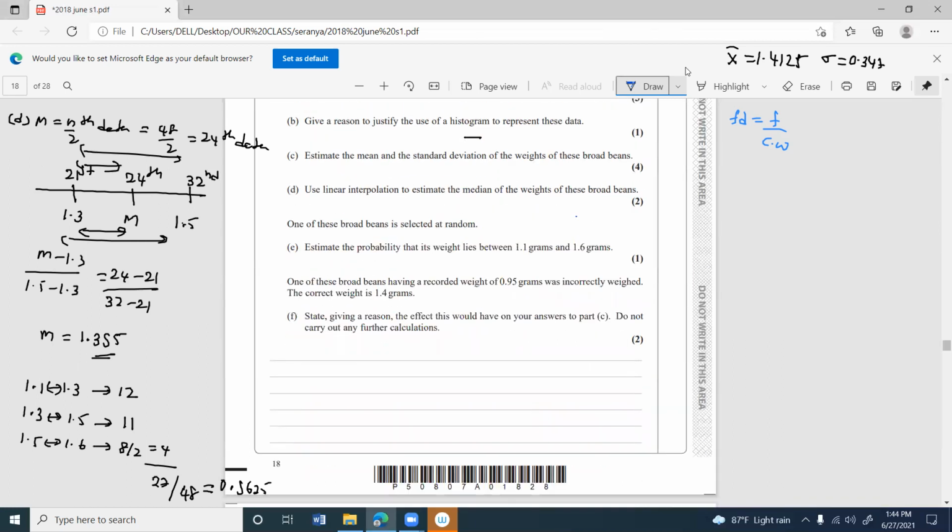Right. Then the next part of the question. One of these beans having recorded the weight of 0.95 grams was incorrectly weighed, and the correct weight is 1.4 grams. State, giving reason, the effect that this would have on your answer in C. Do not carry out any further calculation for this. So you need to work it out using these ones.